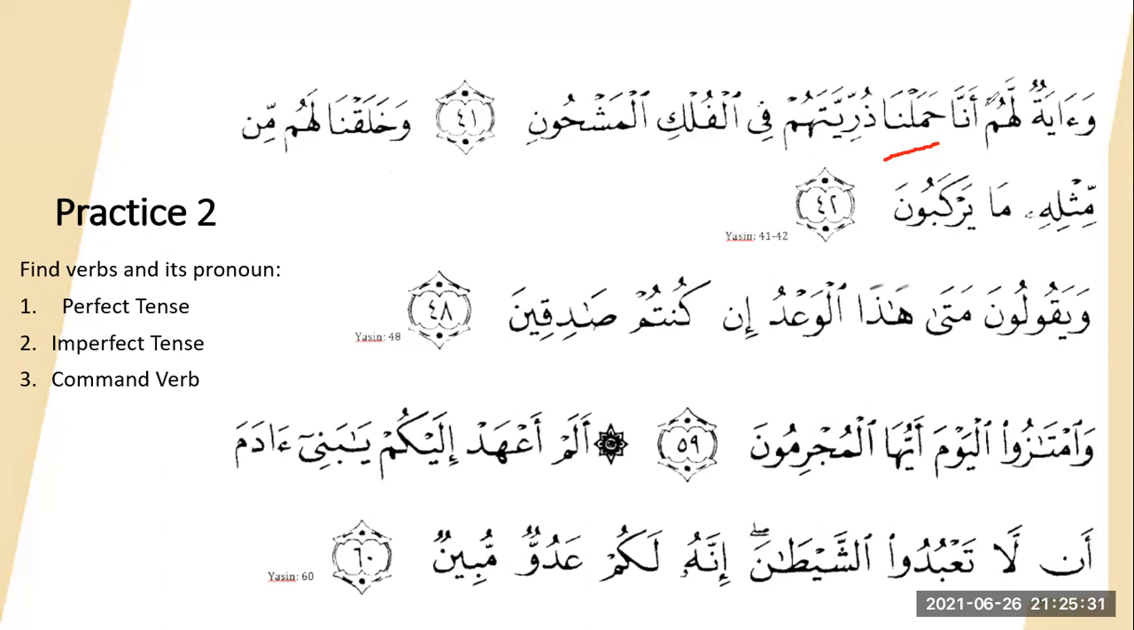Same form, hamalna, khalaqna. It's a perfect tense, fi'il madhi. And the Quran is easy. The same pattern, so it sounds similar. Hamalna, khalaqna. So what's the root word for khalaqna? Khalaqa.